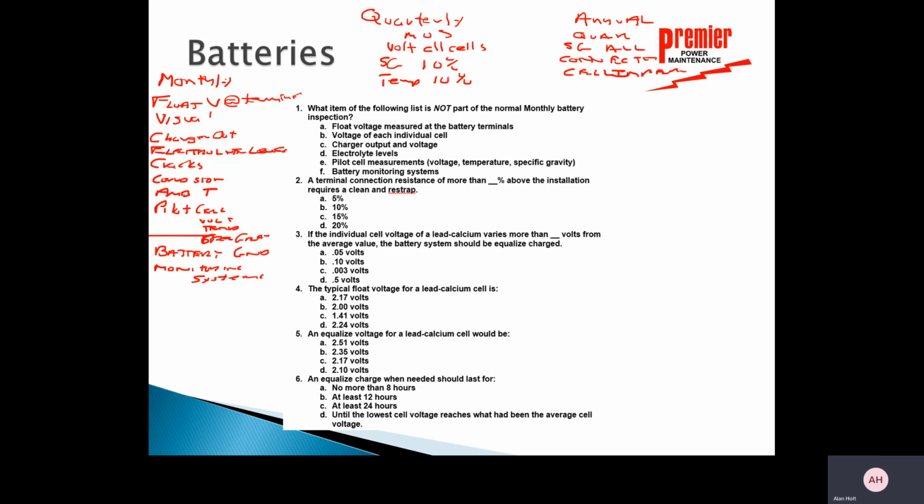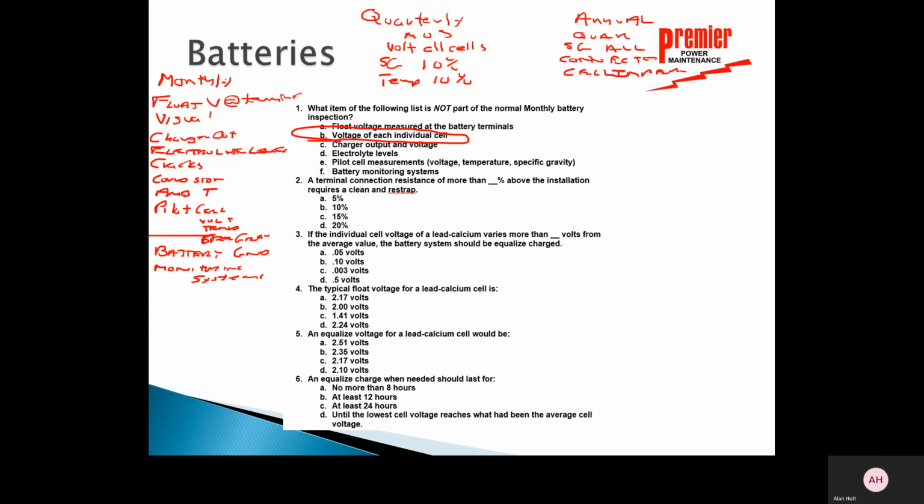So with that, let's go on here and see what we got. What item of the following list is not part of the normal monthly battery inspection? You don't do voltage checks of each individual cell. You only do that on the pilot cells during the monthly inspection.